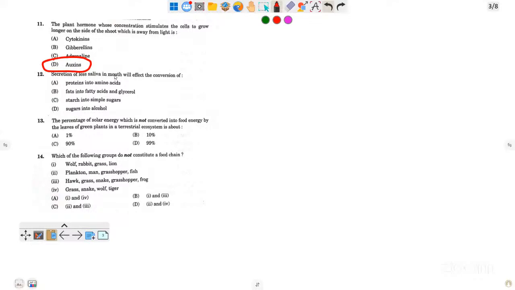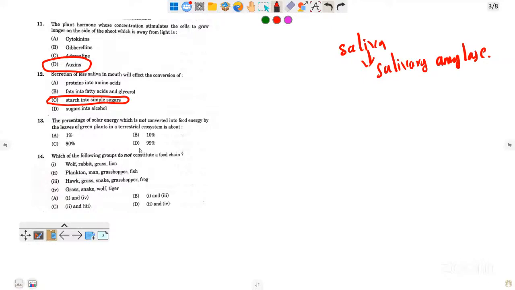Secretion of less saliva in the mouth will affect the conversion. What's the function of saliva? Which enzyme is present in saliva? That is salivary amylase. What's the function of salivary amylase? It converts starch into simple sugars. If the salivary amylase is absent, the starch will not be converted into sugar. This reaction does not take place. Option C is the right answer.